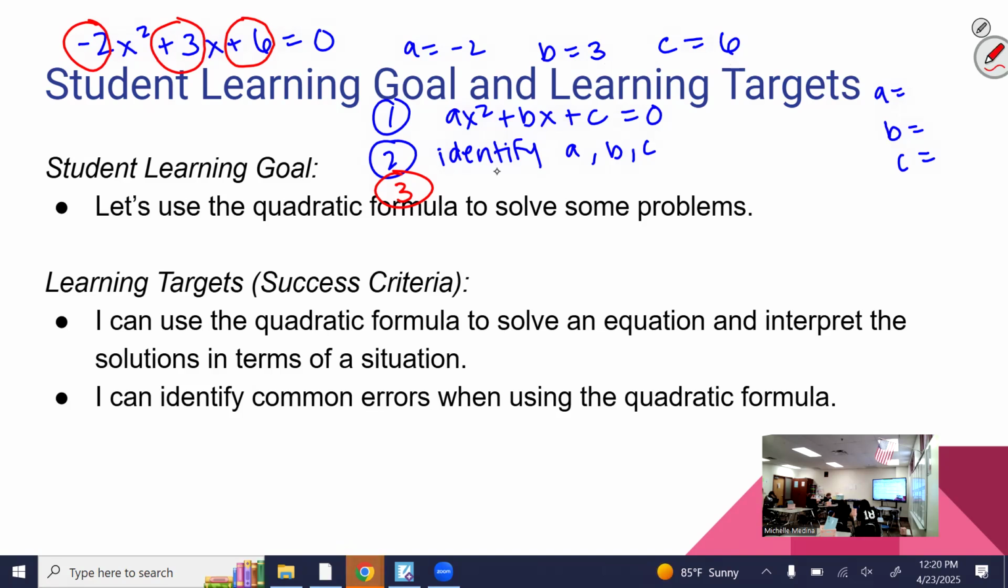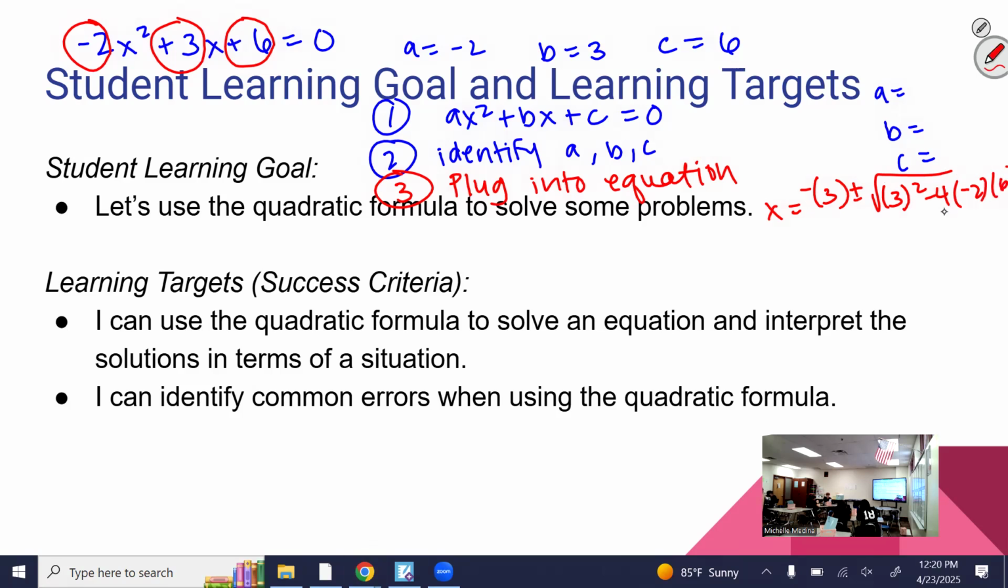Plug it into the equation, and it's an equation that you don't have to memorize. You can Google quadratic formula, and all you have to do is plug it in exactly how it looks. I would not try to skip any steps there. So negative b, it would be -3 plus or minus the square root of b squared minus 4ac, all over 2 times a.